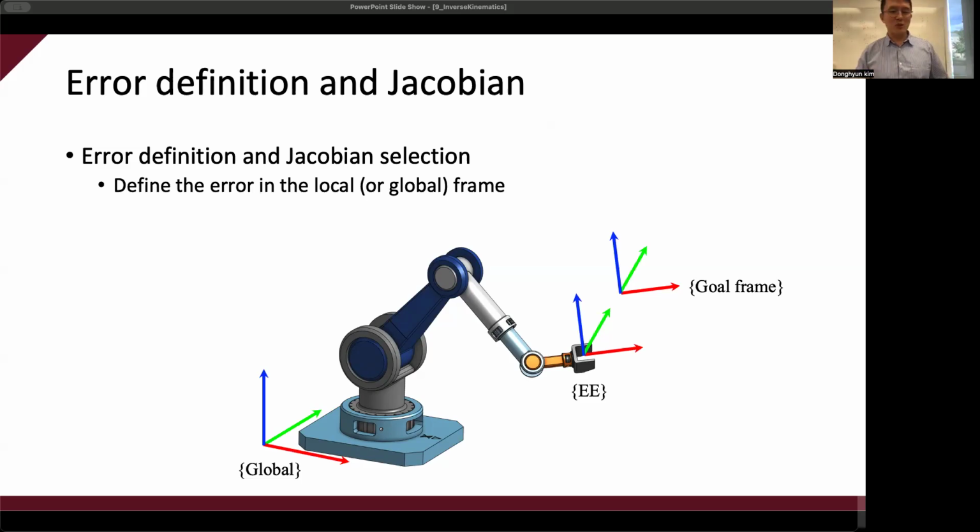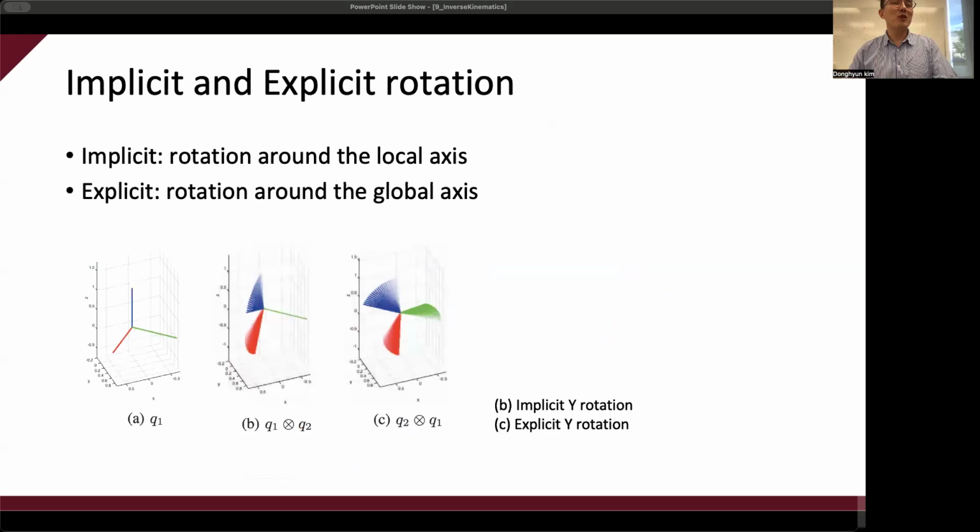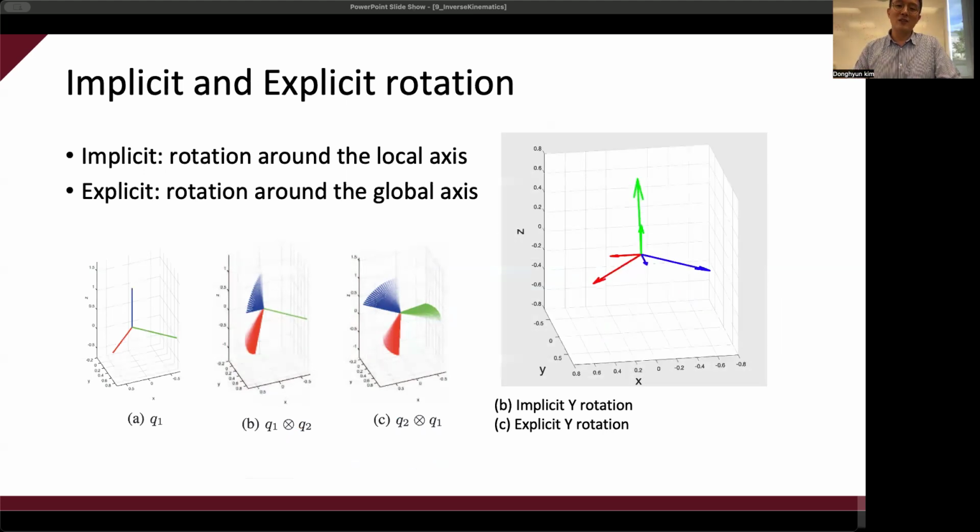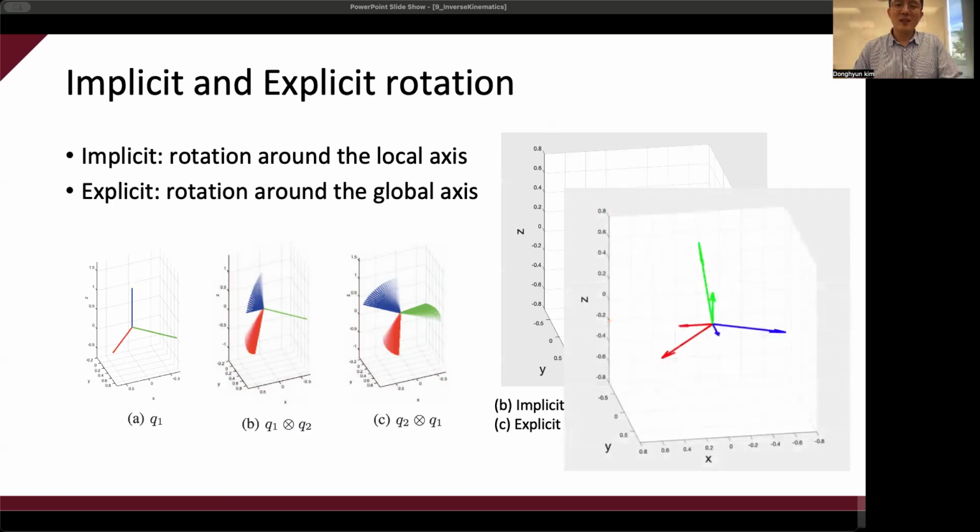Describing in which frame? So now you have to think about how you're going to define the error, because you can define the error in many different ways. For the orientation, you can describe the error in two different ways, right? Implicit way and explicit way. Do you remember what the implicit one is, or which one is local, by the way? Yes, you're right. Great. I'm glad that you didn't forget about that.